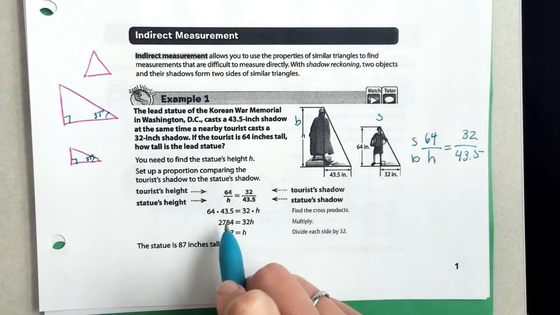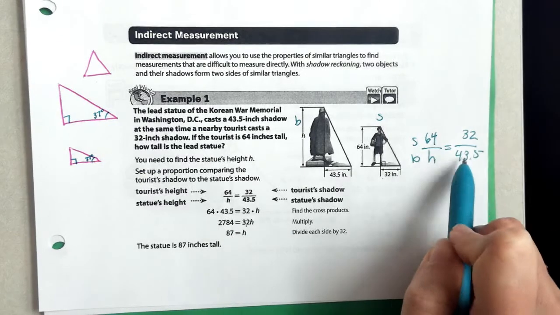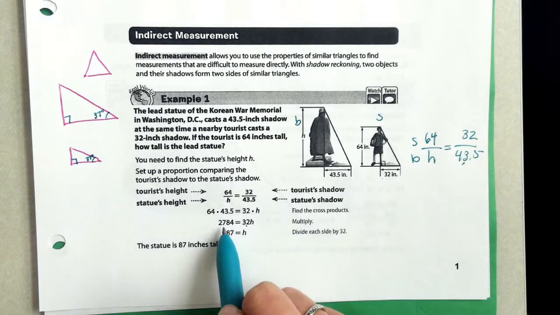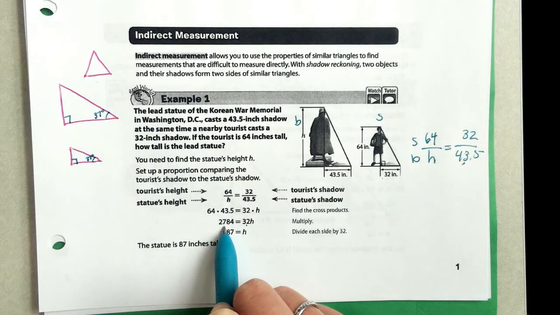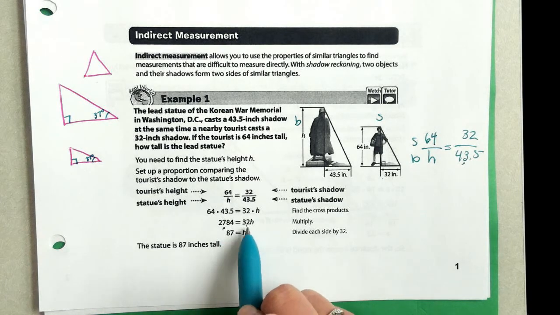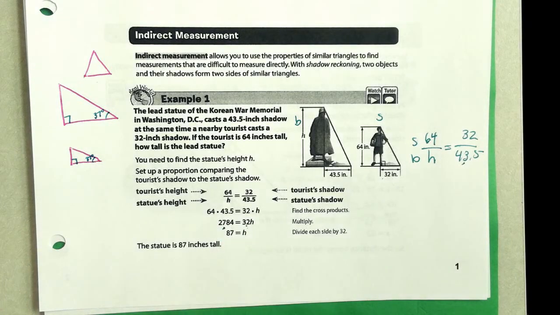32 times h is 32h, 64 times 43.5 is 2,784. I divide both sides by the coefficient of 32 and I get 87 inches. So the statue is 87 inches tall.